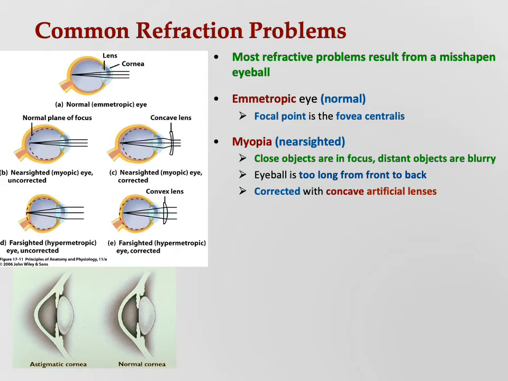You can either wear glasses where the lens is out in front of your face, or you can put the lens right on your eyeball. Of course, they call those contact lenses because they make contact with your cornea.